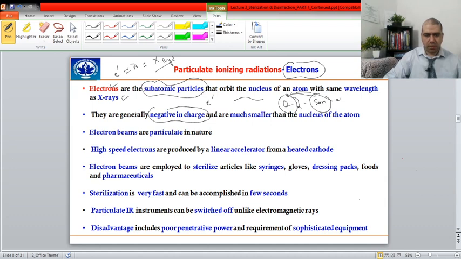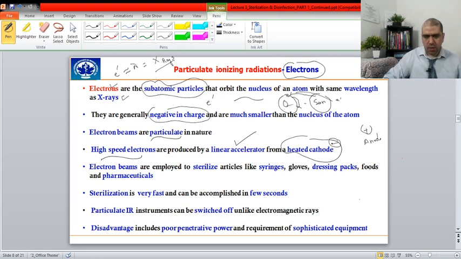Electron beams are particulate in nature, because here we are talking about particulate matter, but they have wave nature also, so they are dual in nature. What we do to sterilize things is use high-speed electrons, which means we have to speed up the electrons, and this speeding is done by a linear accelerator from a heated cathode. The cathode is negatively charged, and the anode is positively charged.